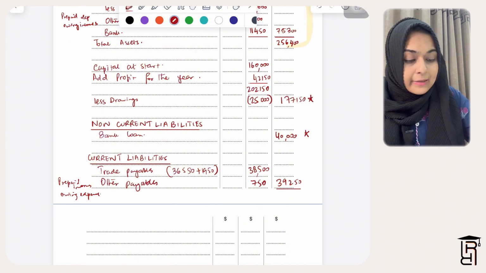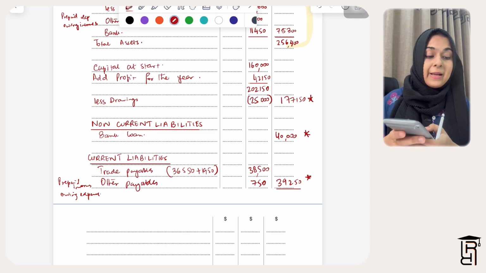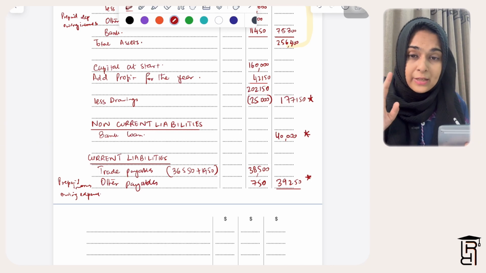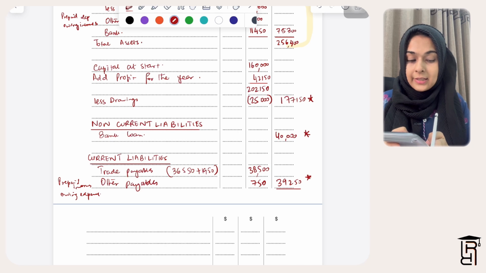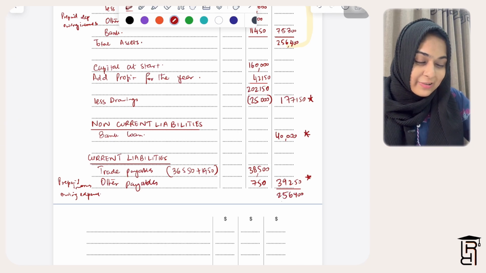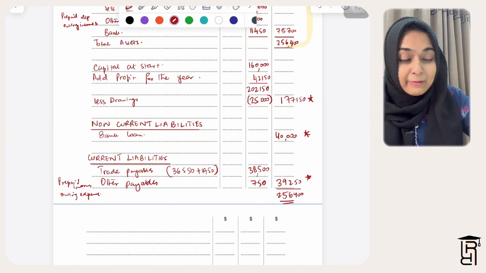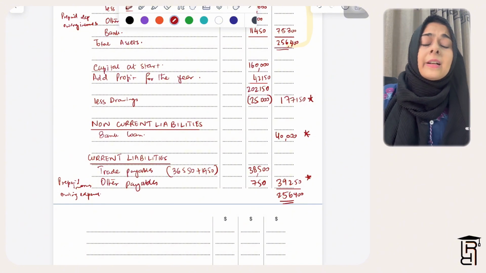Now I need to add these three. So capital at end plus non-current liabilities plus current liabilities is going to give me my balancing figure, and I'm hoping it's going to balance. So it's 177,150 plus 40,000 plus 39,250, and yes, the magic happened. 256,400 is my balancing figure, and my statement of financial position is balancing, which means I've done everything correctly.